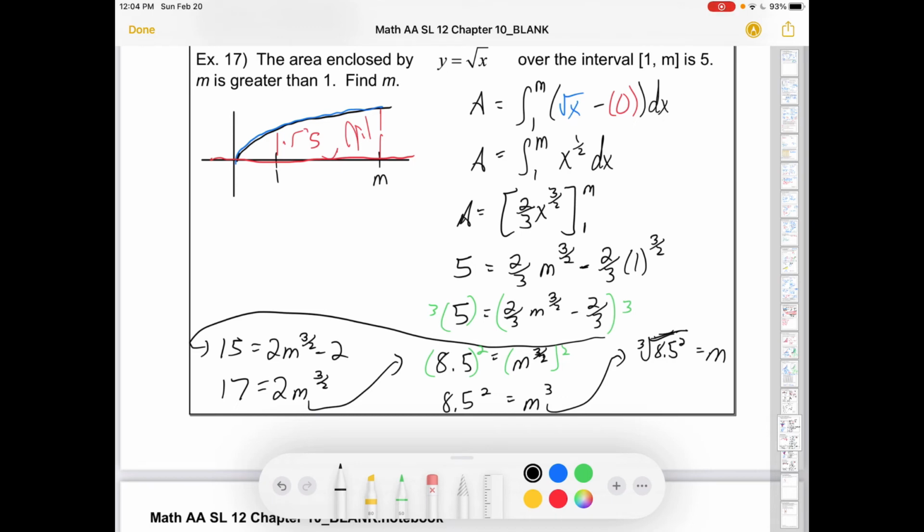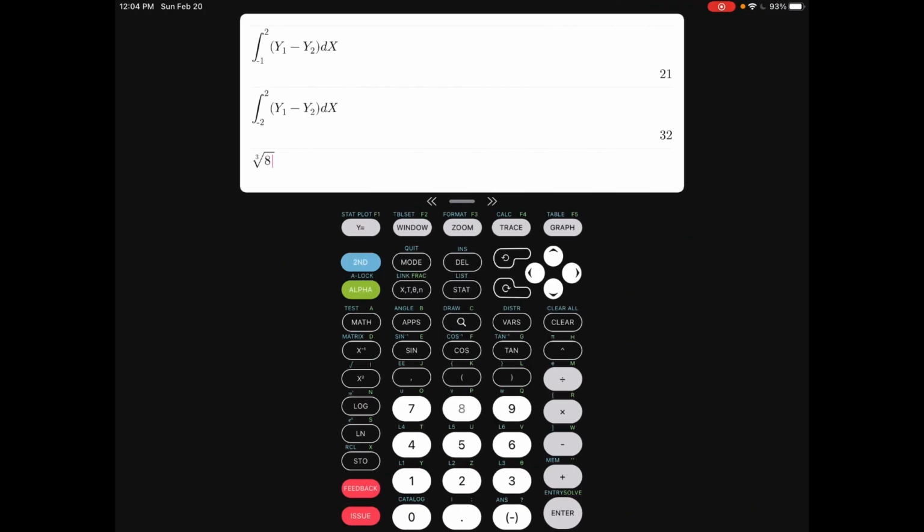I think if we were going to use our GDC, we probably might as well have used it earlier on to solve this graphically, maybe find that m value. But let's check it out as a decimal approximation. Cube root of 8.5 squared. There we go. Let's check it out.